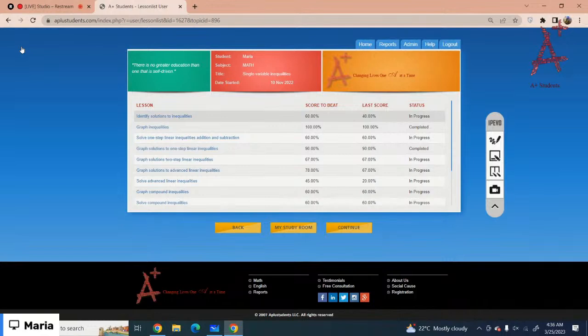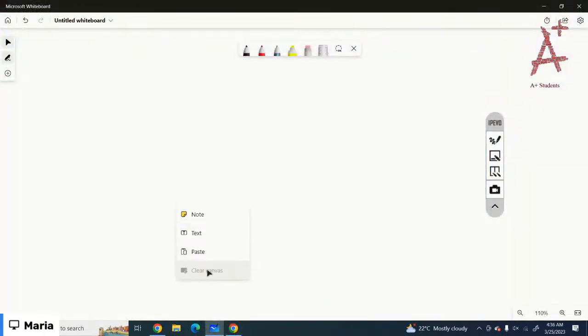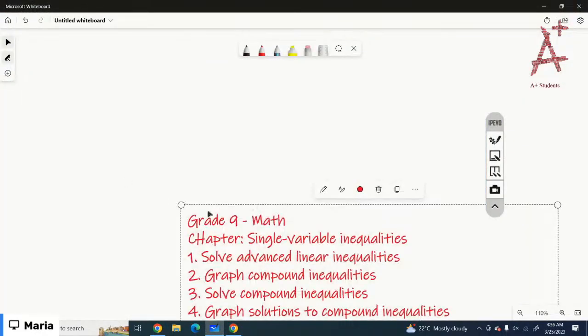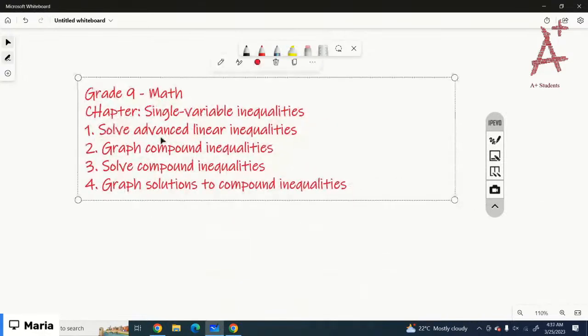Okay, that's all for today. We're working on grade 9 maths. The chapter we're working on is single variable inequalities. The lessons we have covered today are solve advanced linear inequalities, graph compound inequalities, solve compound inequalities, and graph solutions to compound inequalities. Please make sure before the next session you complete all the test questions for the lessons we did today.